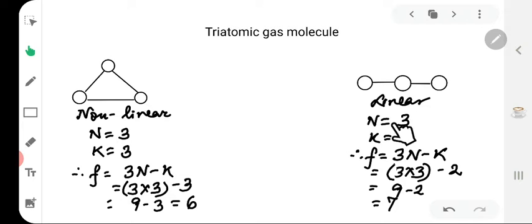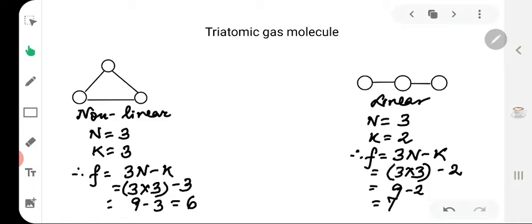But for a linear arrangement, n is equal to 3, k is equal to 2: 1, 2. So f is equal to 3n minus k, that is 3 3s are 9, 9 minus 2, that is 7. So depending upon the number of particles and the kind of arrangement, we can decide the degrees of freedom. So in case of a triatomic gas molecule, depending upon the type of arrangement of the particles, we can have different degrees of freedom.